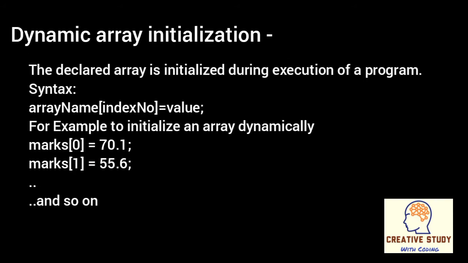Dynamic array initialization. The declared array is initialized during execution of a program. In dynamic initialization of array, you can assign values to an array element dynamically during execution of program. First declare array with a fixed size, then use the following syntax to assign values to an element dynamically. Array name index number equal to value. For example, marks 0 equal to 70.1. It assigns 70.1 to first element of marks array and marks 1 equal to 55.6. It assigns 55.6 to second element of marks array and so on.